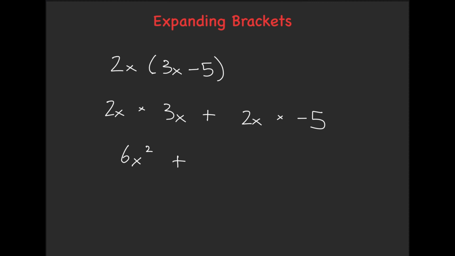And then for the second half of the expression, 2x times minus 5. Here we focus on the coefficients. So 2 times minus 5 is minus 10. And the x just remains. And so now we have a plus and a minus. So we can write as the final answer 6x squared minus 10x.